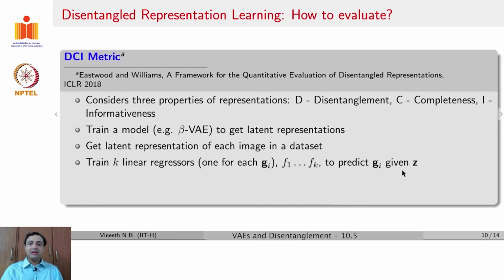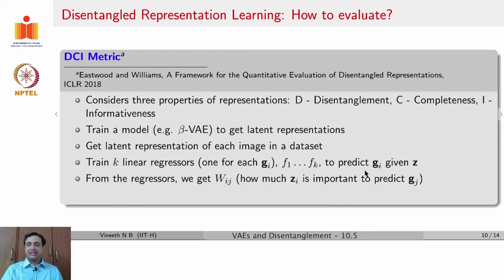Then we train a linear regressor. So you learn k different linear regressors, F1 to Fk, that predict each generative factor Gi given the entire latent vector Z. So you have k different generative factors and hence k different linear regressors. How do you learn them? For each input image, you would get a latent factor Z, and you want to now use that to predict what was the gender here or what was the color of this apple. That would be the value of each generative factor.